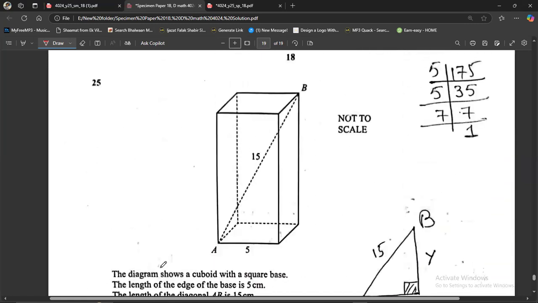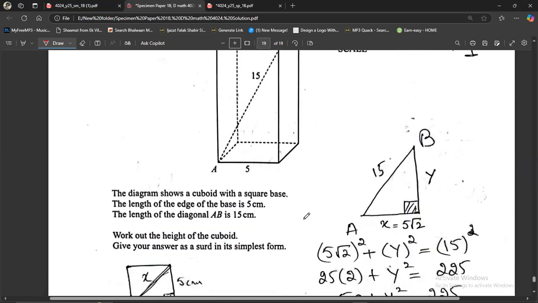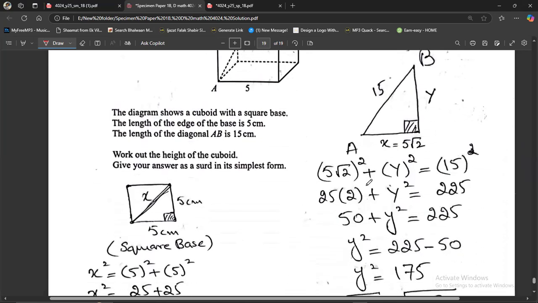Now, once I know this diagonal, that is 5 under root 2, this is a right angle triangle, okay? So this diagonal, this diagonal and this straight line. So I know this is 15. I know this is 5 under root 2. And I want to find out this y. This is the height, the height which they are asking for. So I'm going to apply Pythagoras.